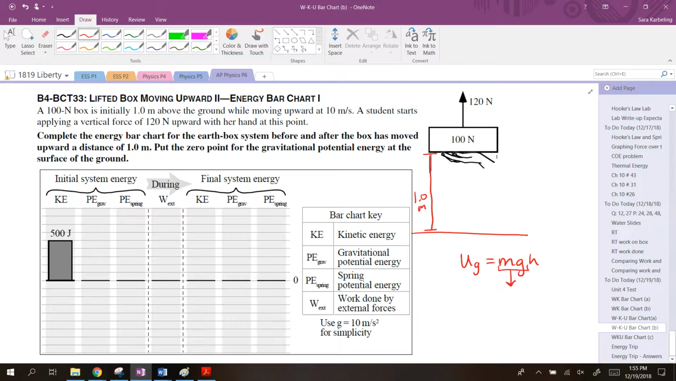That's the weight, which is what you just said. To get it, you have to do mass times gravity. So the weight is 100 newtons. We're multiplying that by 1 meter because it's got that much potential energy at the beginning. 100 times 1 is 100. So how many bars of gravitational potential energy do we have? Just 1.